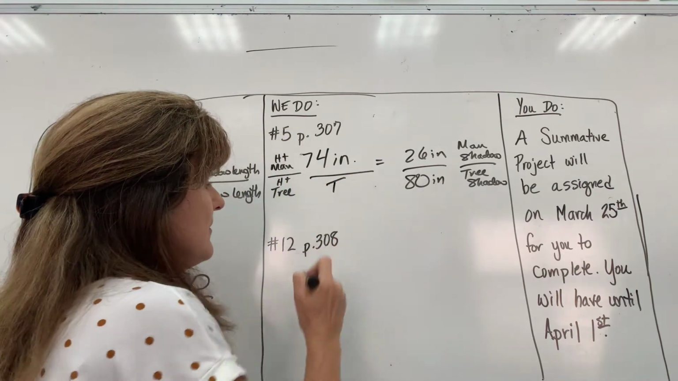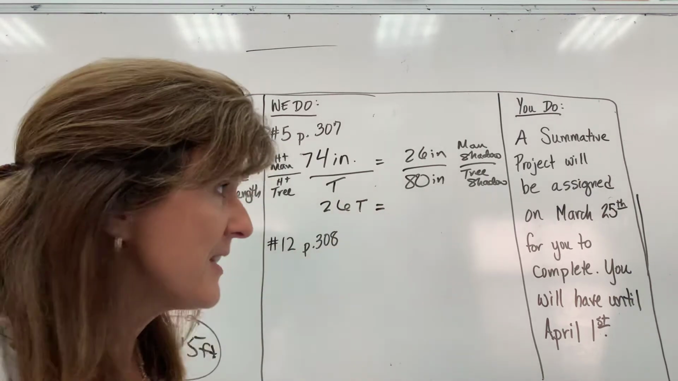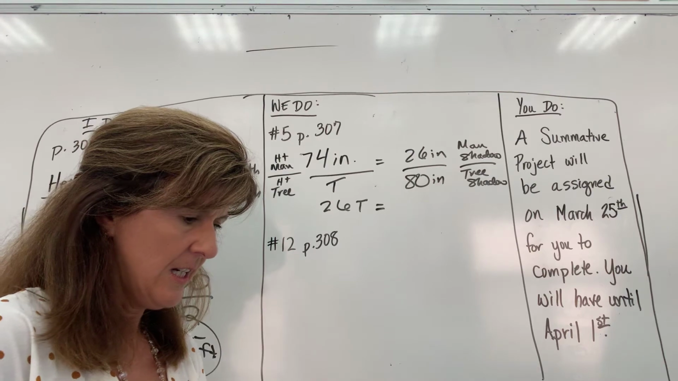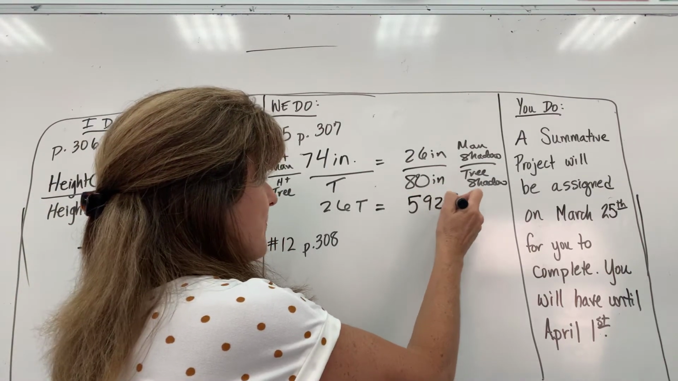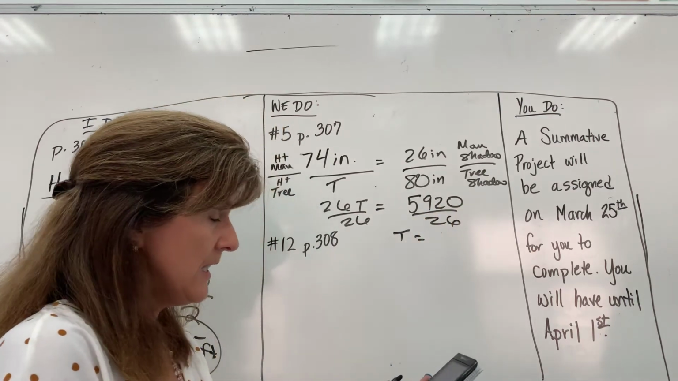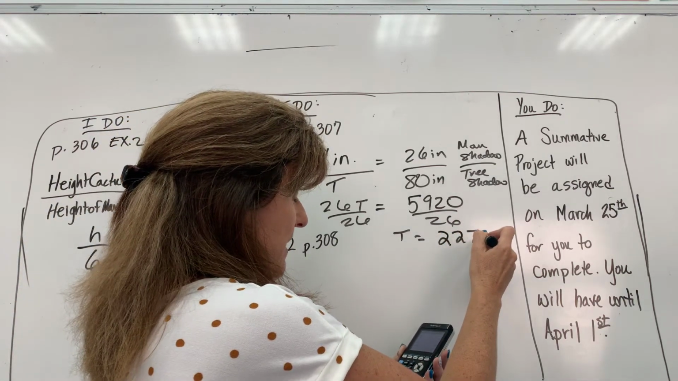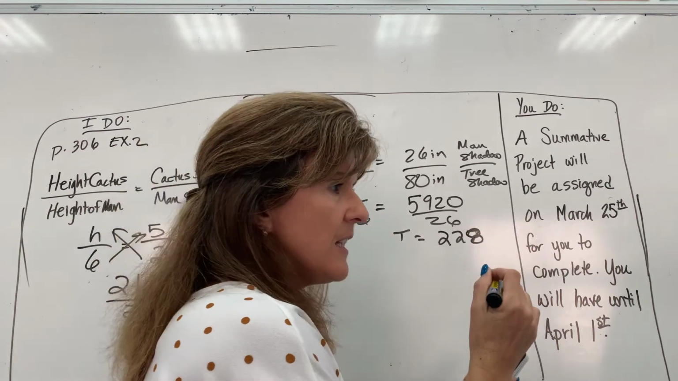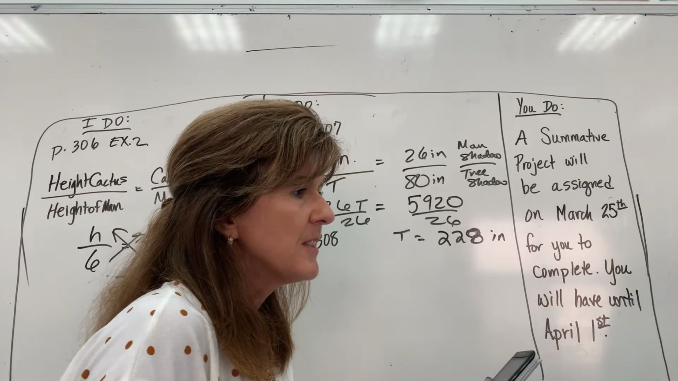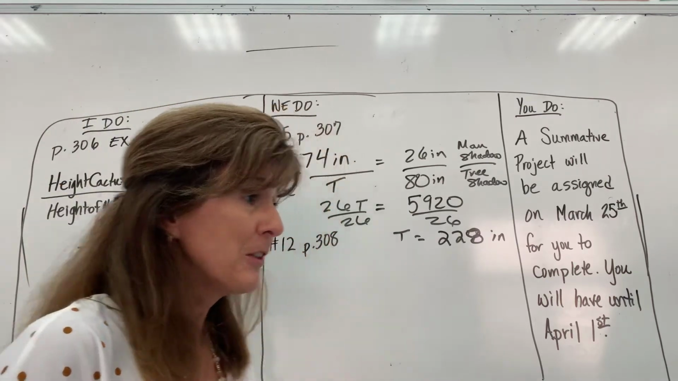And then this is the tree. So we are going to cross multiply: 26t equals 74 times 80. 74 times 80 equals 5920. Divide by 26, and the height of the tree is about 228. Is that inches or feet? Inches. So to the nearest inch, 228. So that is that answer. Hopefully you got the same thing.